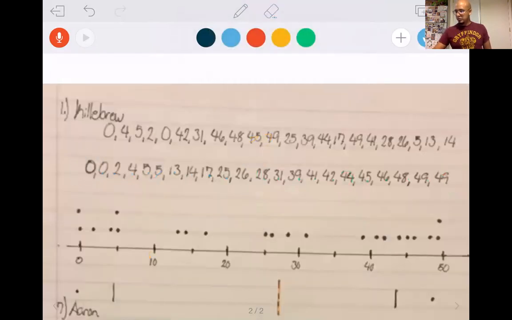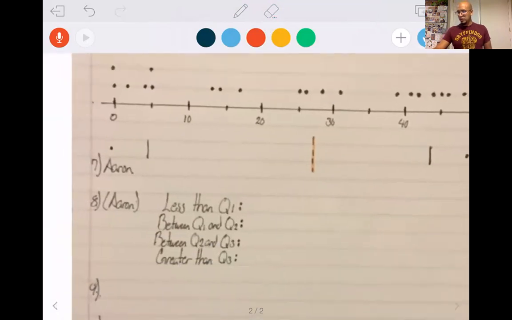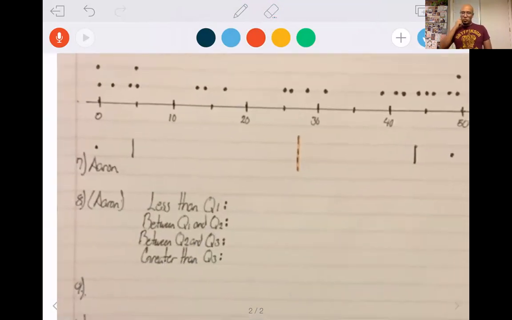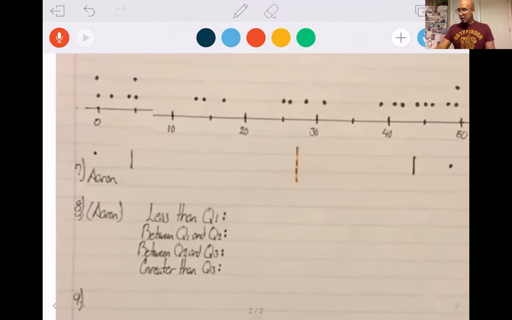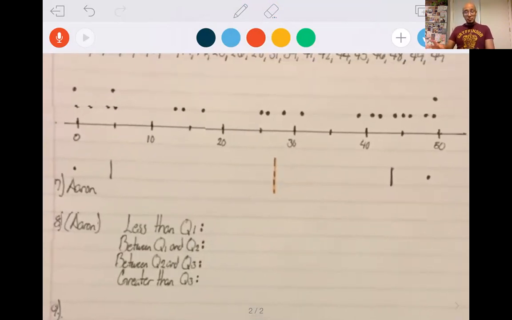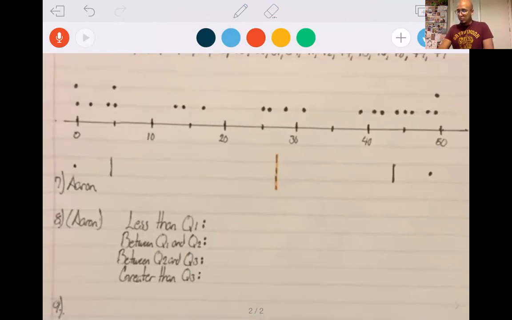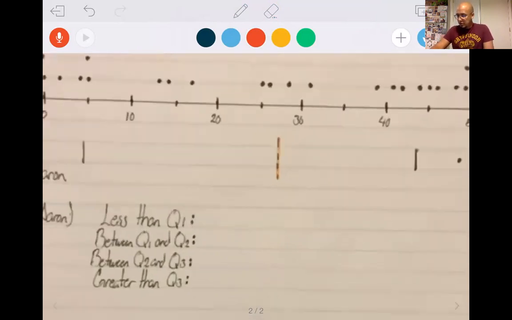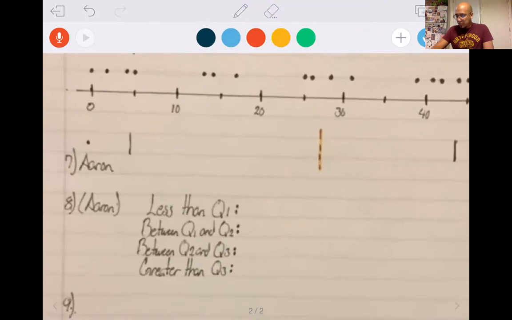Okay, so if you can see in the bottom of the notes, we are doing number 7. For Aaron, we're gonna circle on the dot plot our Q2, our Q1, and our Q3. And for number 8, we're gonna fill this table also for Aaron. We'll come back to this in a second.